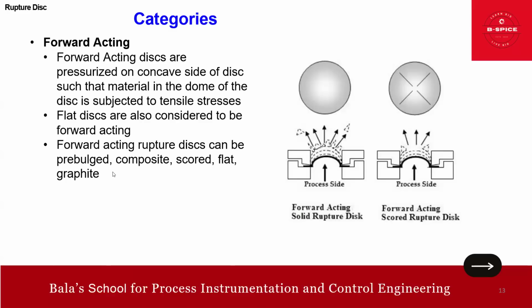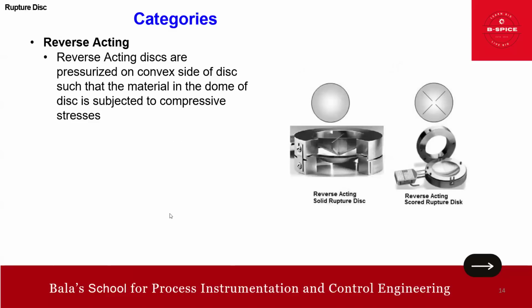Okay, friends, we got it? So basically, what does pre-bulged mean? It will be bulged, and composite means a different material, and scored means a design like this, as you can see here. This is a scored disc. So now I go into the reverse acting.